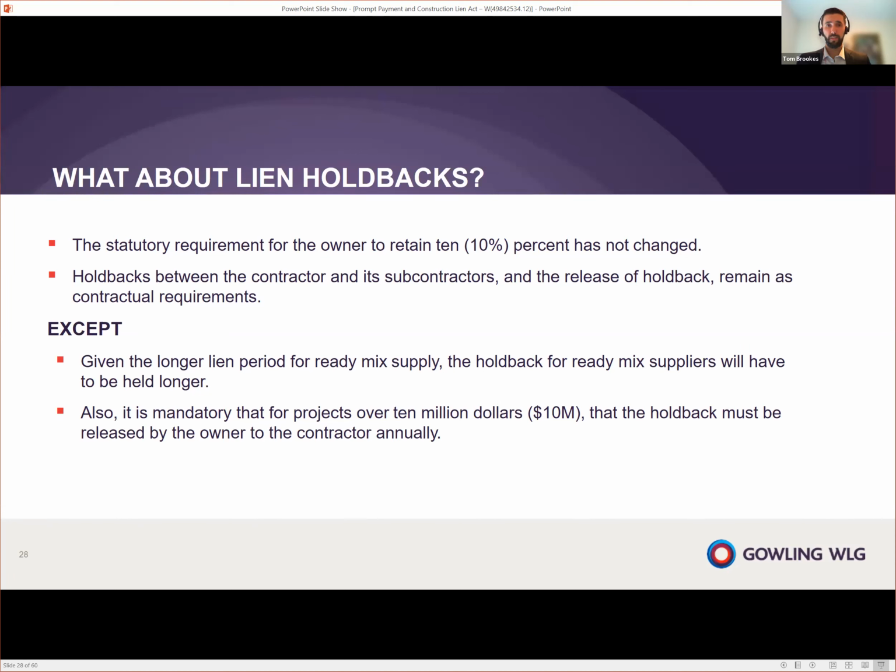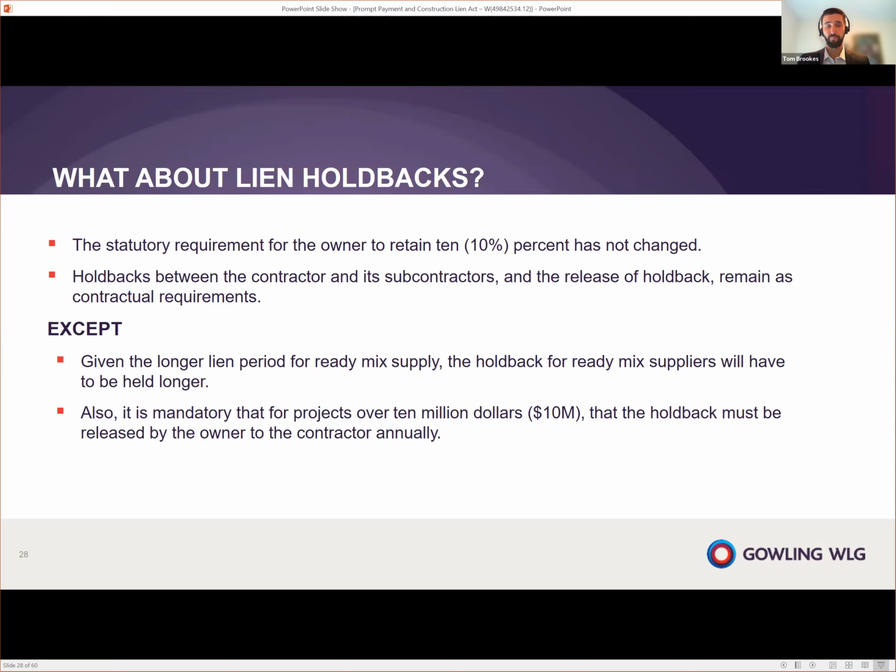The holdback requirement is still present in the prompt payment legislation. What this means is that the owner still has to withhold 10% of the value of the work from the contractor. This hasn't changed. Similarly, the holdback requirement between contractor and subcontractor has always been a matter of the subcontract, and that remains in the present legislation as well. However, there are some impacts in the new legislation to holdback release. One is that concrete suppliers who now have a 90-day lien period can expect that their holdback is going to be held for longer, i.e. 90 days instead of 60 days, on account of the fact that they have 90 days to register their builder's liens.